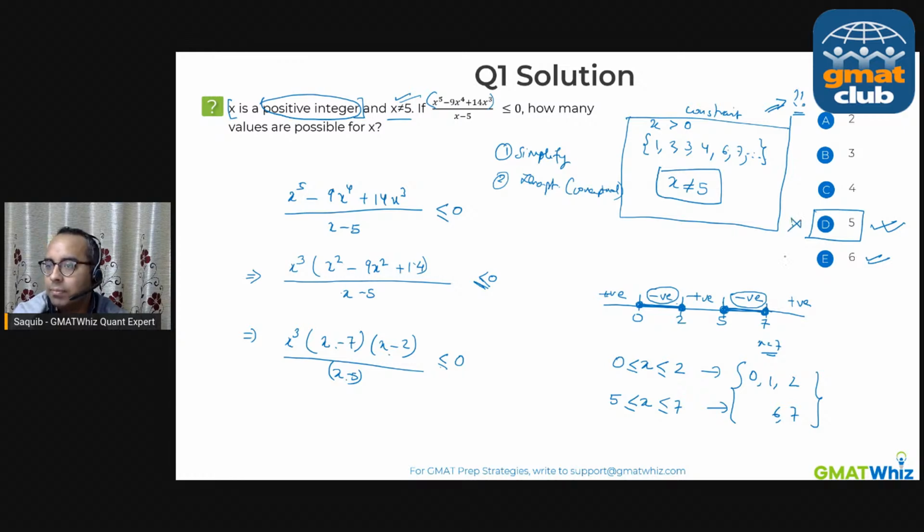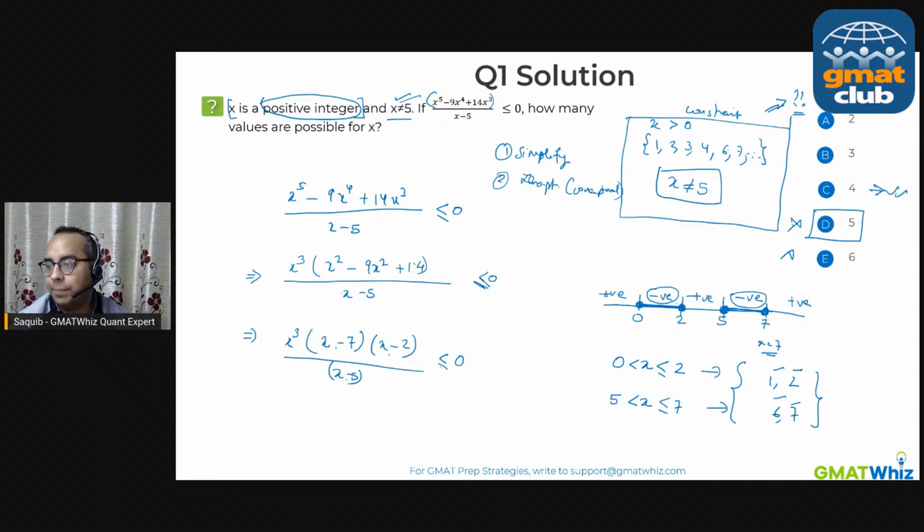Even this is wrong. Both of them are incorrect. Why? Because x is a positive number. If x is a positive number, then that means x cannot be 0. So this is not possible. I cannot take x equal to 0, I cannot take x equal to 5. So the only values that I can take are 1, 2, 6, and 7. So the correct answer in this case is going to be option C.